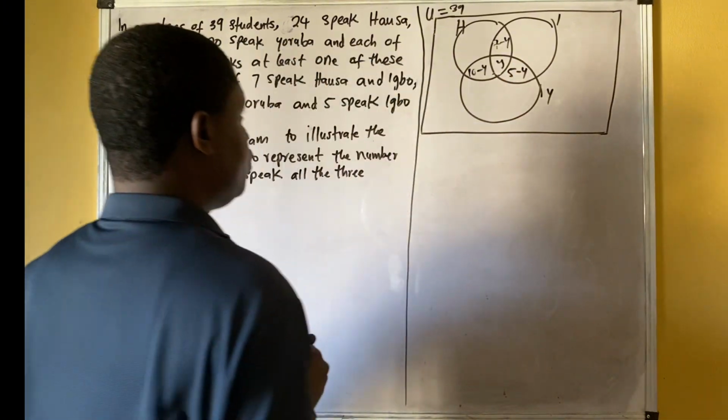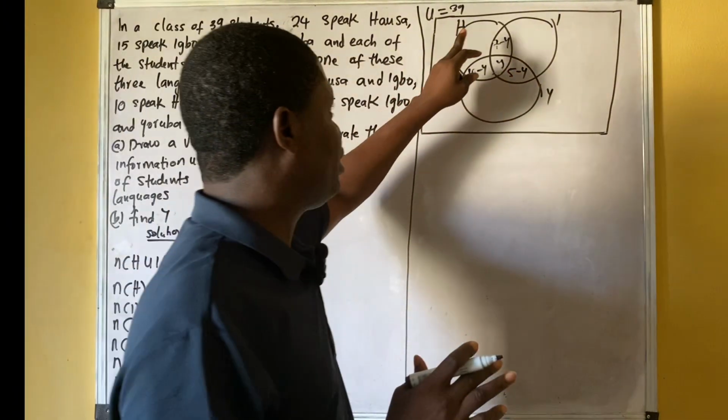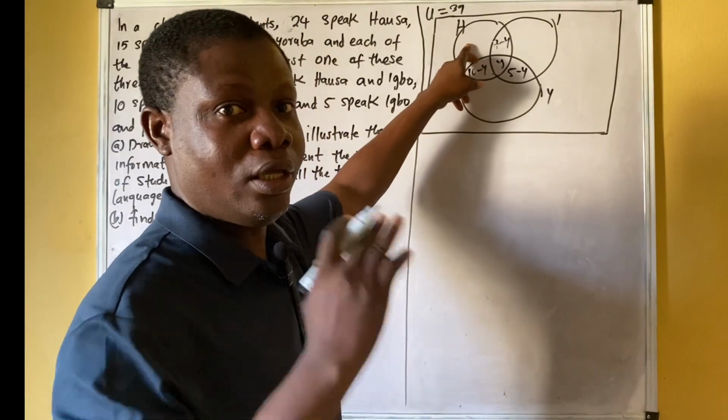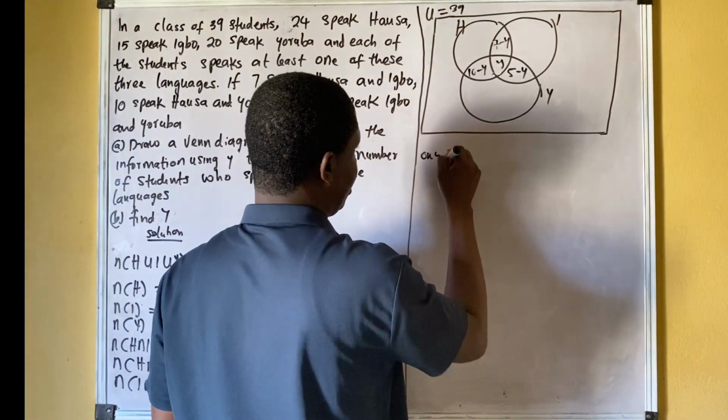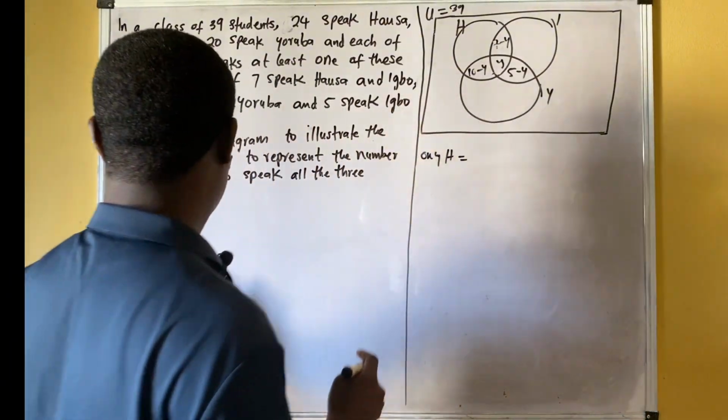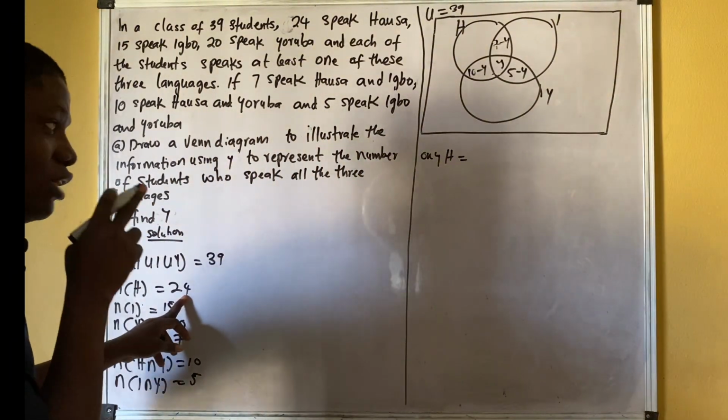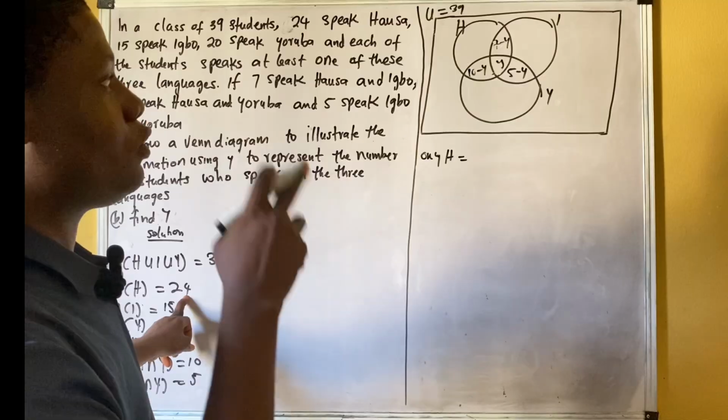So now we have to look for those who speak Hausa only, without speaking any other language. So let's look for it. So we have only Hausa will give us what? We are told that 24 speak Hausa, but inside that 24, there are those who speak Hausa and Igbo.